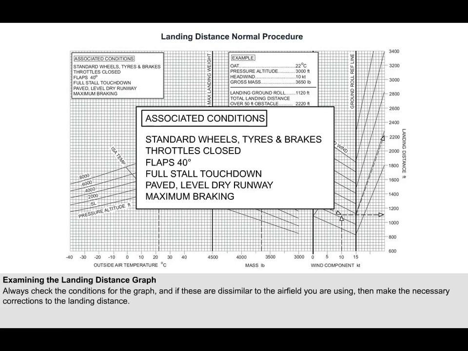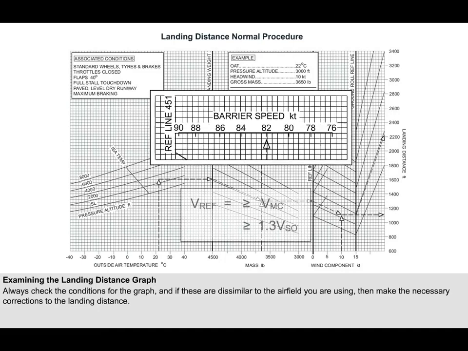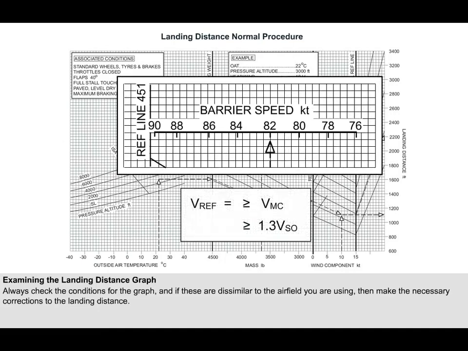Also, notice that this graph assumes a runway which is paved, level, and dry. If the runway conditions required for a given calculation are different, corrections will need to be made to the values that this graph will give. We saw these correction factors earlier. Notice this area here, which highlights the barrier speed for different weights. This is actually the reference landing speed.